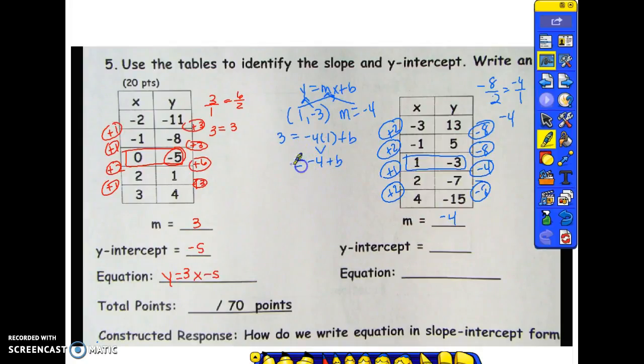I bring everything else down. To get b by itself, I have to do the opposite of negative 4, which is adding 4 to both sides. Negative 3 plus 4 is positive 1. So my y-intercept is positive 1. Then I write my equation. Y equals m, negative 4, x plus b, and I've got my equation.